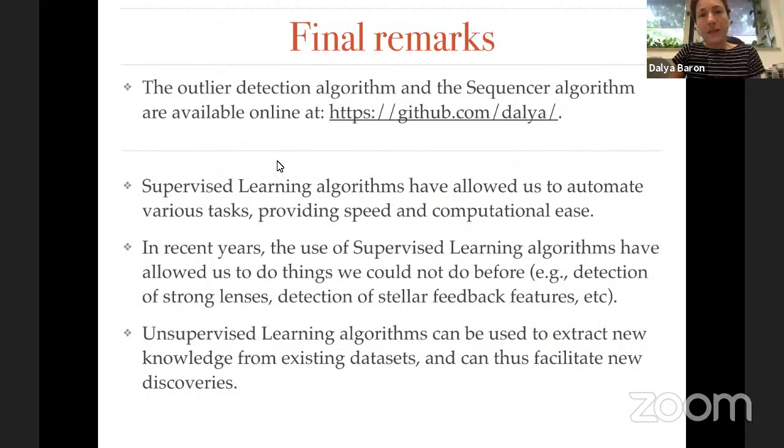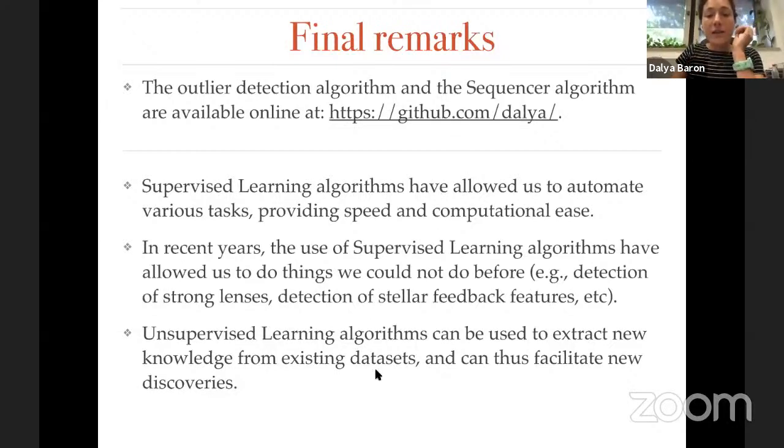Some final remarks. The algorithms I've presented, my own work, and all the code can be found here. It's all public. In terms of the things I've presented, supervised learning algorithms have allowed us to automate a large variety of tasks, basically taking the human out of the loop. They provided us speed and computational ease. In recent years, deep learning specifically has allowed us to do things we couldn't do before, like detecting strong gravitational lenses and detecting stellar feedback features.